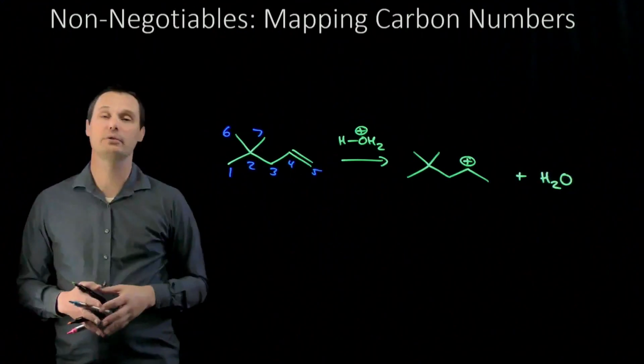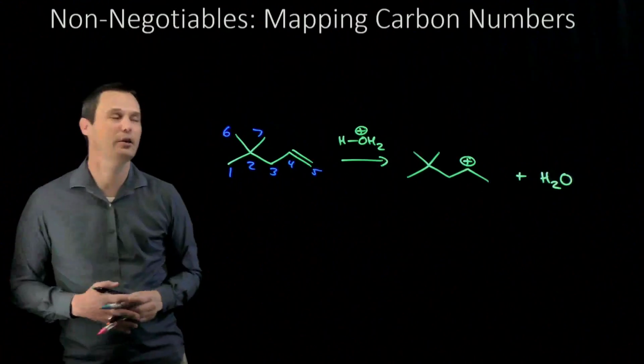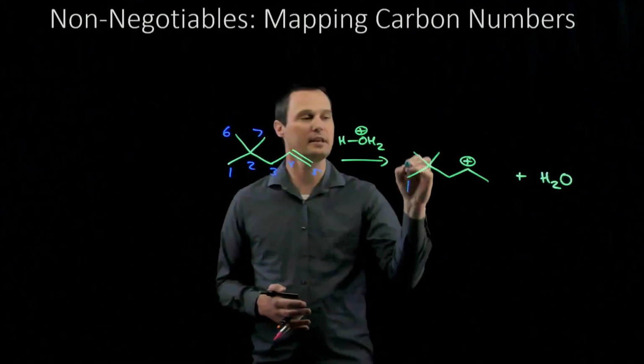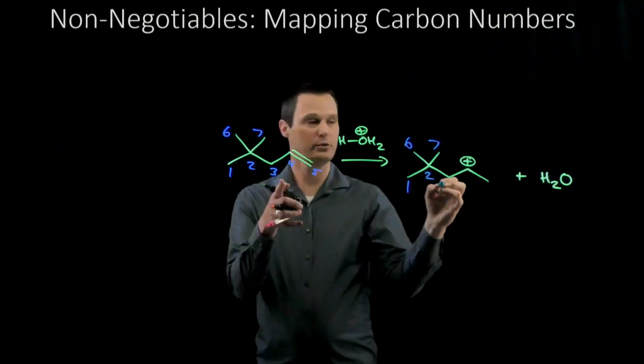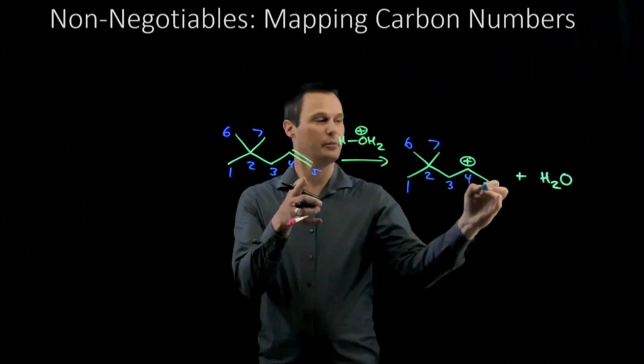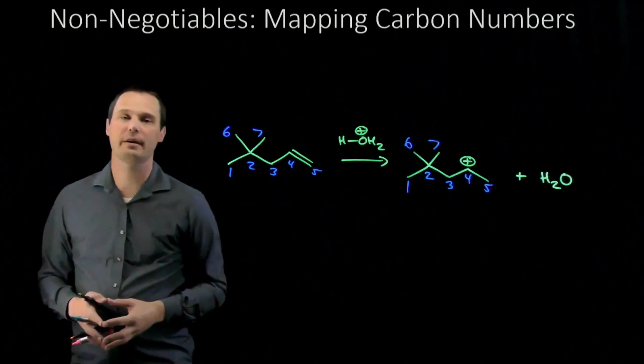Now, let's map those numbers onto our product. I see these 3 CH3 groups here at the end of the molecule on the left side. So it stands to reason that these are the same CH3 groups as on the new product. That makes this carbon number 2, we have a carbon number 3, and it looks like this double bond is now gone, and there's a new single bond with a positive charge at carbon number 4.